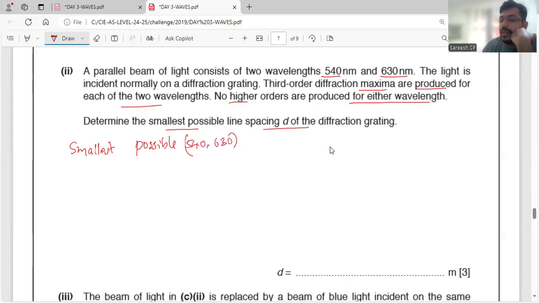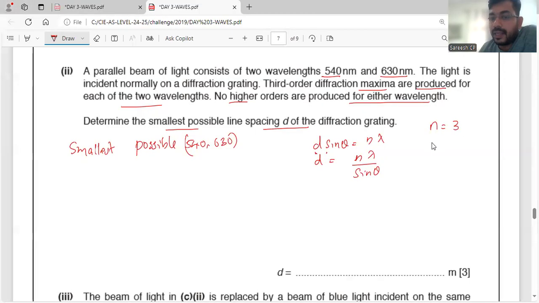Our idea is we know d sine theta is equal to n lambda. So d is equal to n lambda divided by sine theta. The d value will be smaller, because n for both of them is 3, and theta should be 90 degrees. We can say that because they are talking about the maximum, third order diffraction maxima are produced.